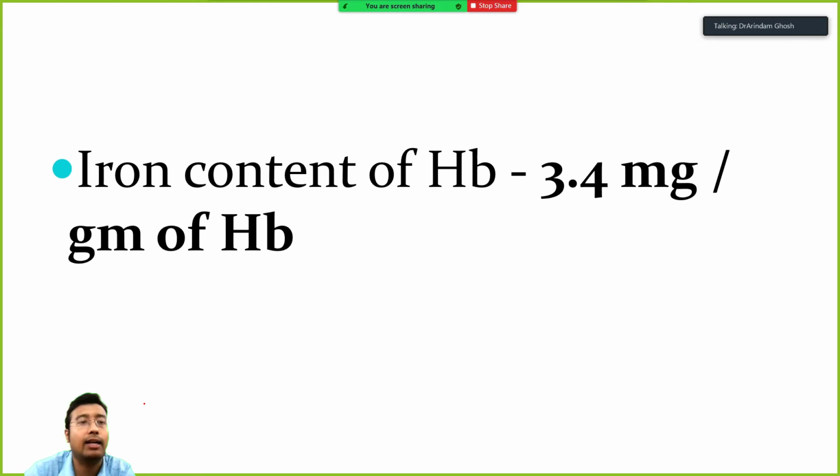And the iron content in hemoglobin is 3.4 milligram of iron per gram of hemoglobin. Very important, 3.4 mg of iron per gram of hemoglobin.